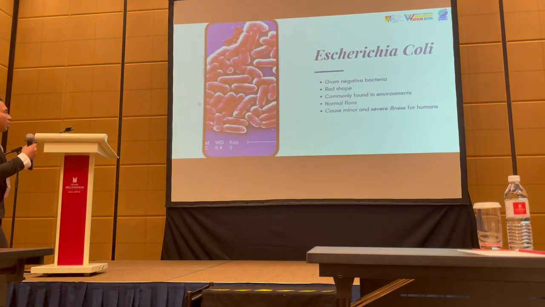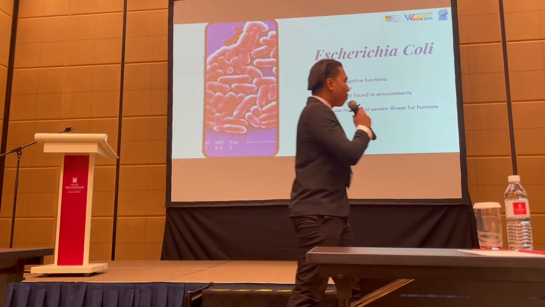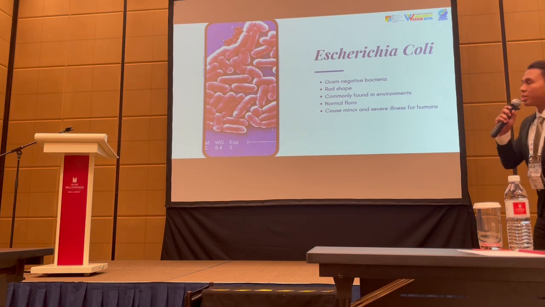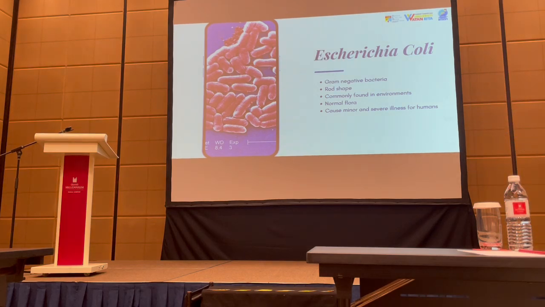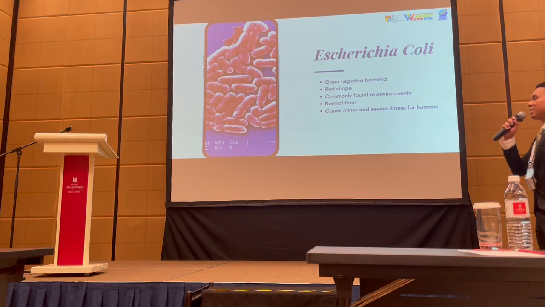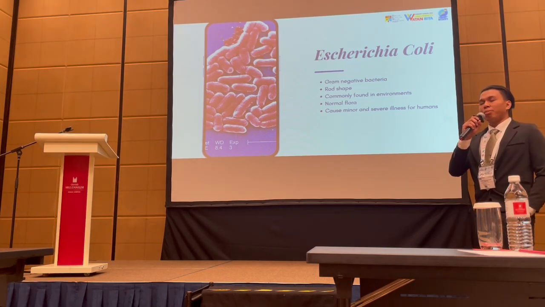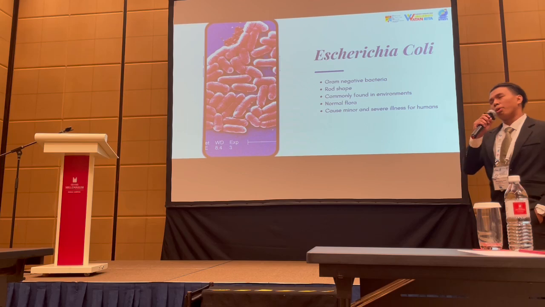Next slide. So what is E. coli or Escherichia coli actually? E. coli is a gram-negative bacteria. It's a rod-shaped bacteria commonly found in environment. And when I say environment, it means soil, water, even on our skin and stuff. And it's one part of the bacteria in normal flora, which is in our digestive system, and it could cause minor and severe illness for humans. Sounds really simple, right? But why does everyone do research about bacteria itself?